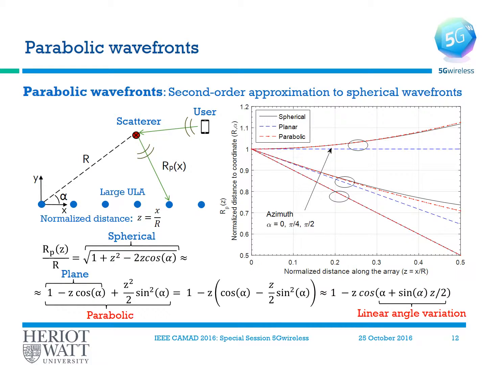The figure on the right shows this normalized distance for different angles. The horizontal axis is z, the normalized position on the array, and the y-axis is the distance from the object to such position on the array. You can see that for a large array, the first order approximation is not suitable, but the second order approximation is quite good for most angles.